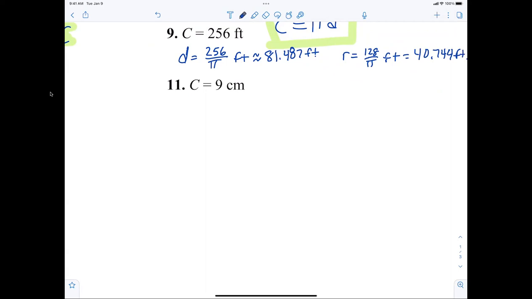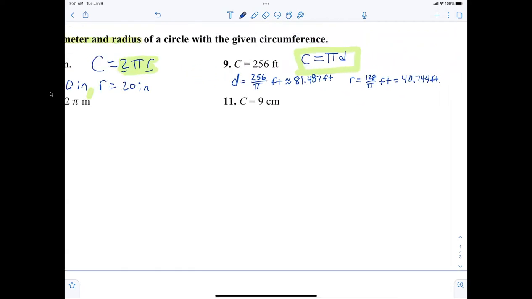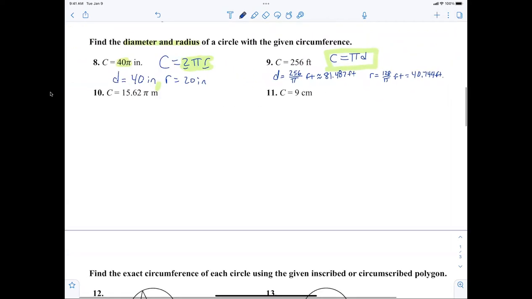All right. Easy enough. So go ahead. Circumference is 15.625 pi or 15.62 pi. What is the diameter? Guys, come on. That's not the diameter. The diameter would be what? 15.62, and the radius would be 7.81 meters. Everybody's good with that?